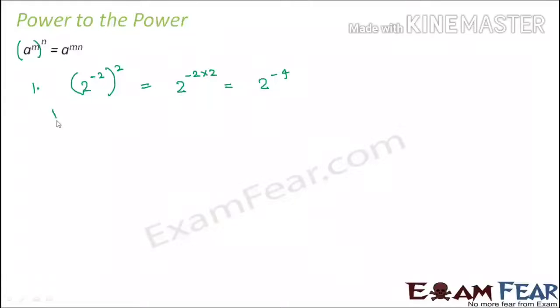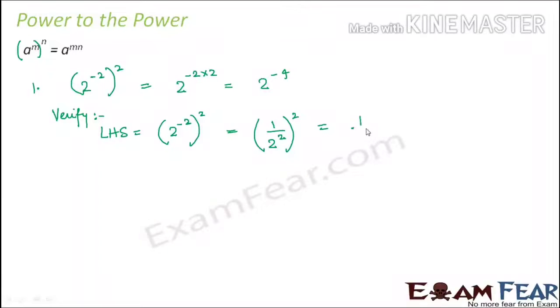But let's try to verify this. So how do we verify? On the left hand side, we have (2^-2)^2. So let's find the value of this. 2^-2 is nothing but 1 by 2^2, right? So this is 1 by 2^2, which is 4, that is 2 into 2, and this to the power 2. So this is 1 by 16.